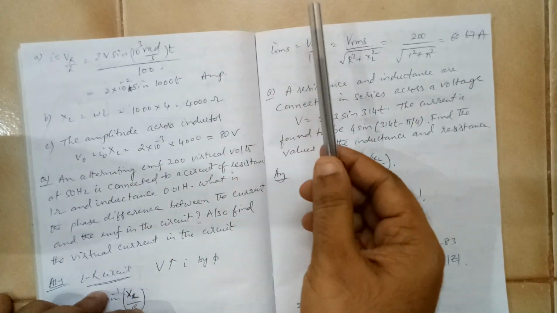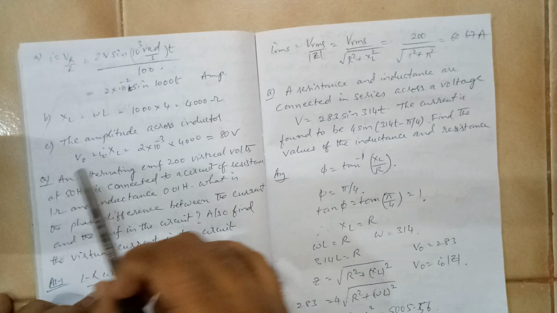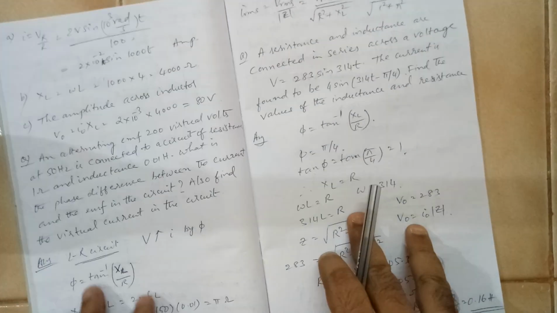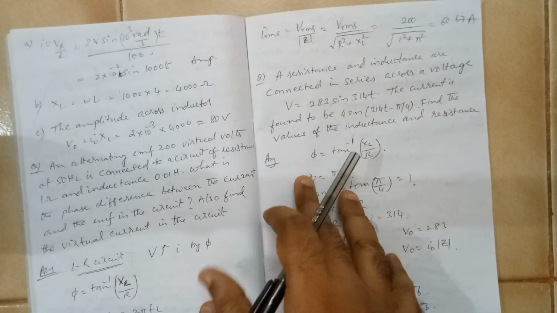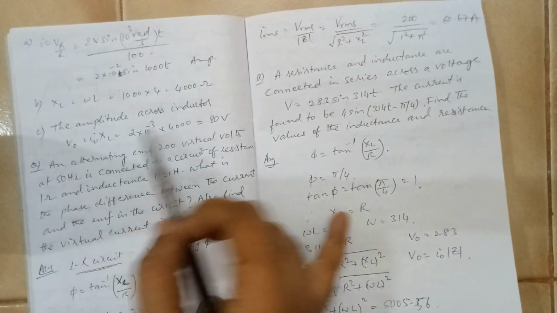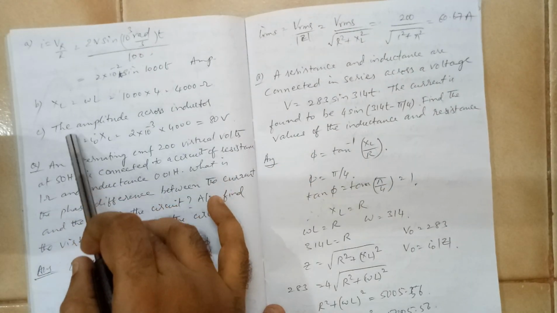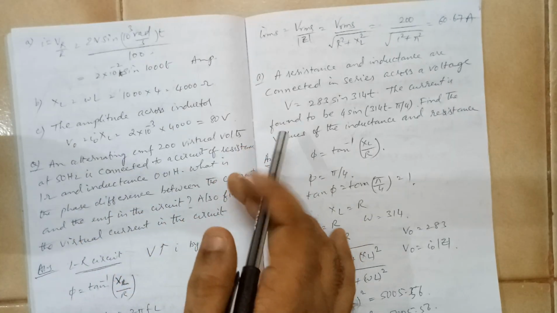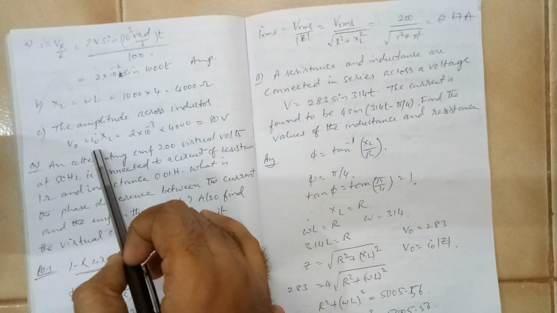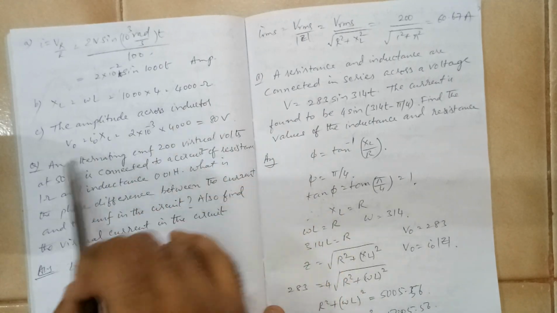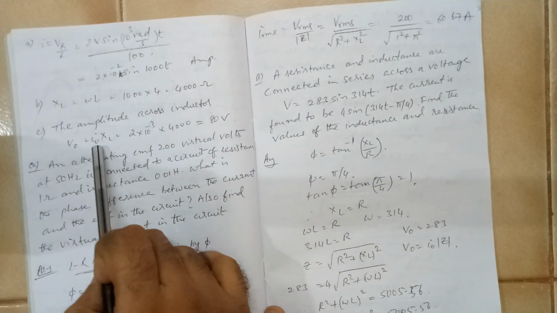Once you get the XL value, he is asking you what is the amplitude of voltage across the inductor. Amplitude means the peak value. So you need to find the V0 value. You have got the XL. It is the inductive reactance multiplied with the current value. So for the current, you need to take the peak value, because you are finding V0, you have to find I0.